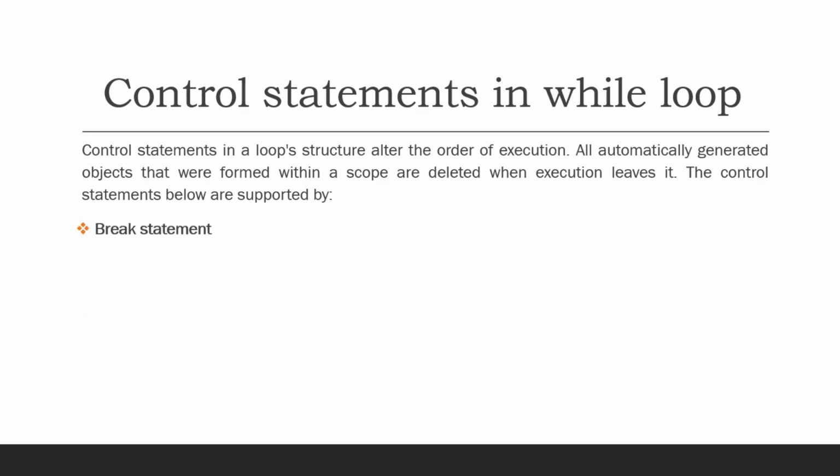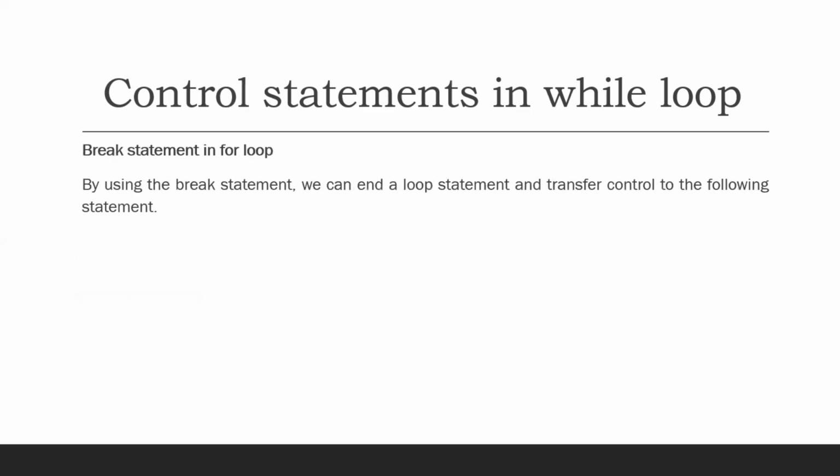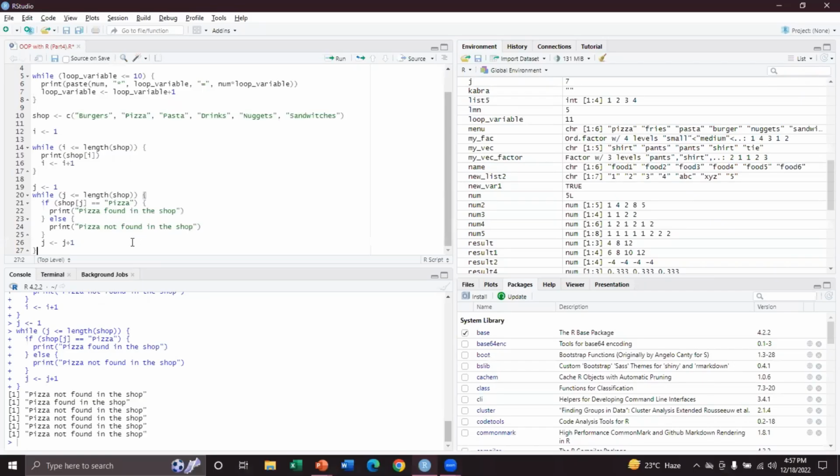So the first one is break statement. Next we have next statement. Now the break statement can be used for termination of a loop. We can end a loop statement and transfer the control to the following statement. Let's see how it works in a while loop.